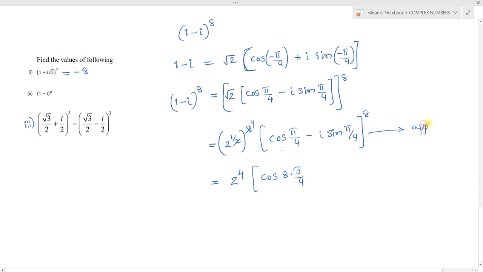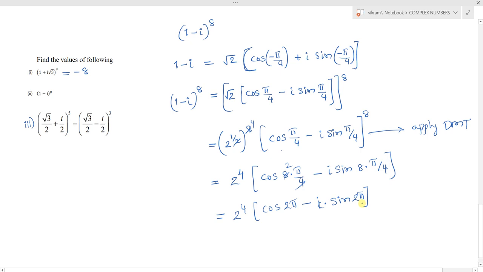Now here you can apply the De-Moivre theorem. Cos theta plus I sin theta whole power n equals cos n theta plus I sin n theta. So here 8 into pi by 4 gives 2 power 4 into cos 2 pi minus I into sin 2 pi. We know that for integer multiples of pi, sin is 0, and for odd multiples of pi cos is minus 1, for even multiples of pi cos is plus 1. Then we can write 16 into 1 minus 0 into I, so the resultant equals 16. The solution for 1 minus I whole power 8 is 16.